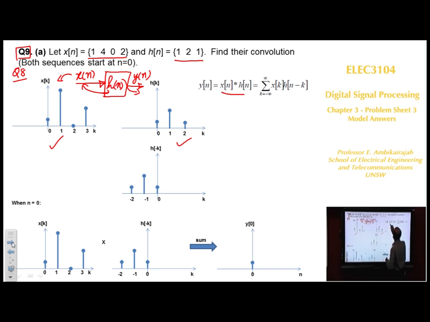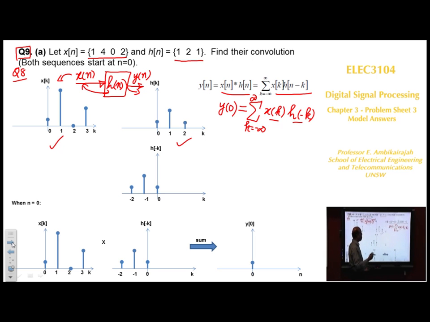So what you do, you write the equation. And this is written as the sum of xk hn minus k. Okay? First step is you see, I want to find the first value, y0. What is y0? It is the summation of k equal to minus infinity to plus infinity of xk h minus k. That's all it is. So I take hk and xk and h minus k, multiply them and sum them.